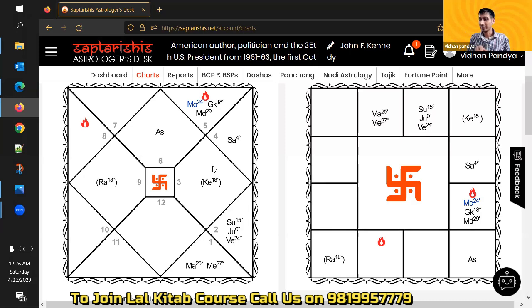Remember, Gemini sign is the sign of travel. It is the third sign. Third sign is the sign of travel. So he traveled with his father to South America.